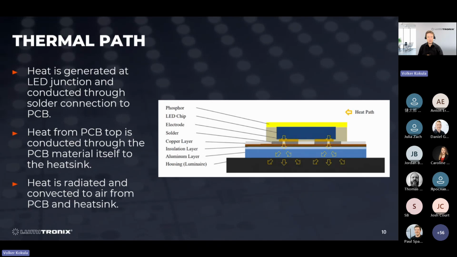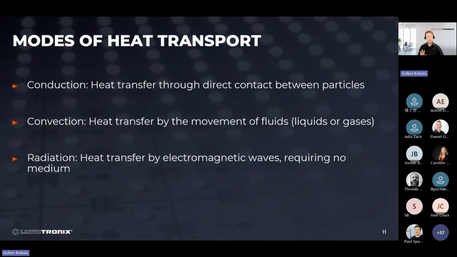Heat is generated at the LED junction and then is first conducted through the LED itself and through the solder to the PCB. In the PCB itself, heat is conducted through the PCB material from the top to the heatsink, and also the heat is radiated away from the PCB and the heatsink and also convected away. So we see there are three modes of heat transfer.